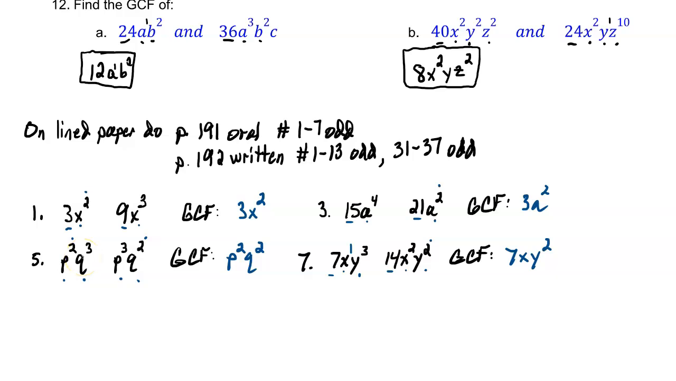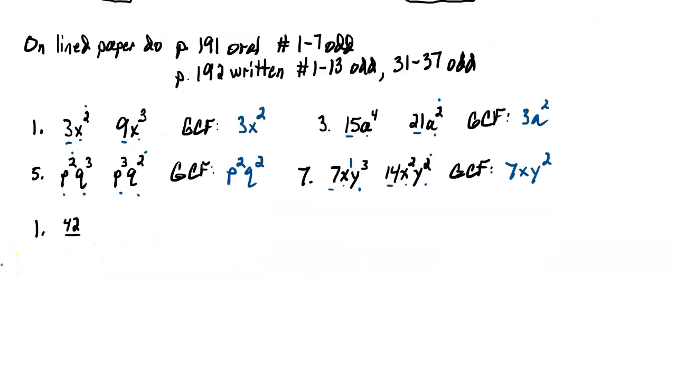Now to the written. Number 1, 42 over 63. The directions are to simplify the fraction. This can be done mentally. This can be done on the calculator. Just type the fraction in and push enter. This can be done by factoring the top and the bottom and then canceling out common factors. However you want to get the answer.